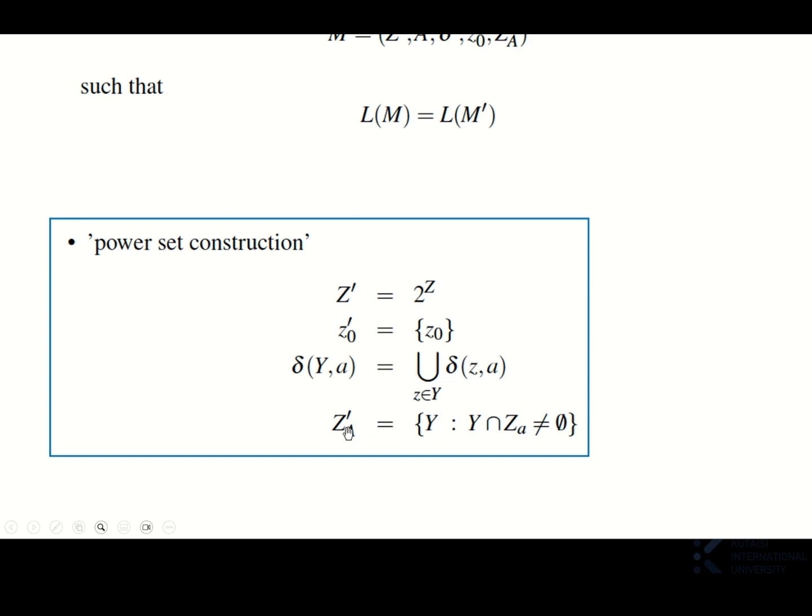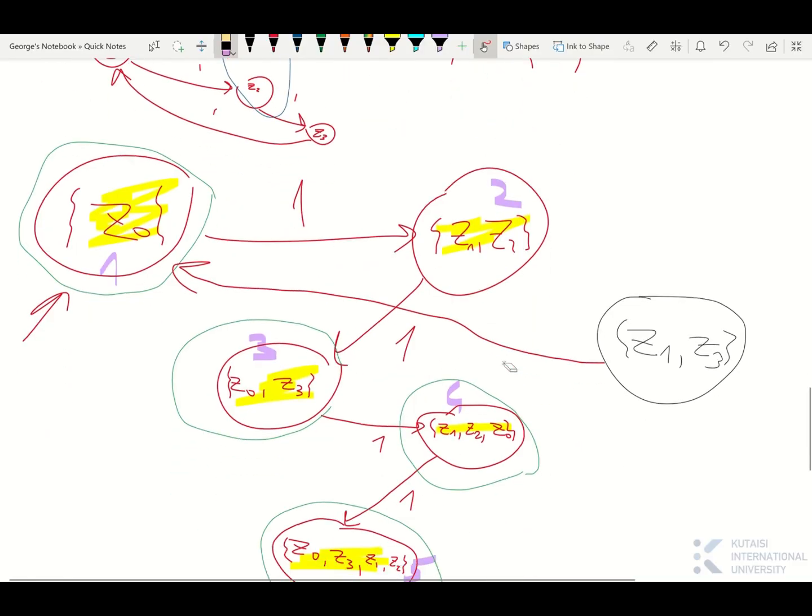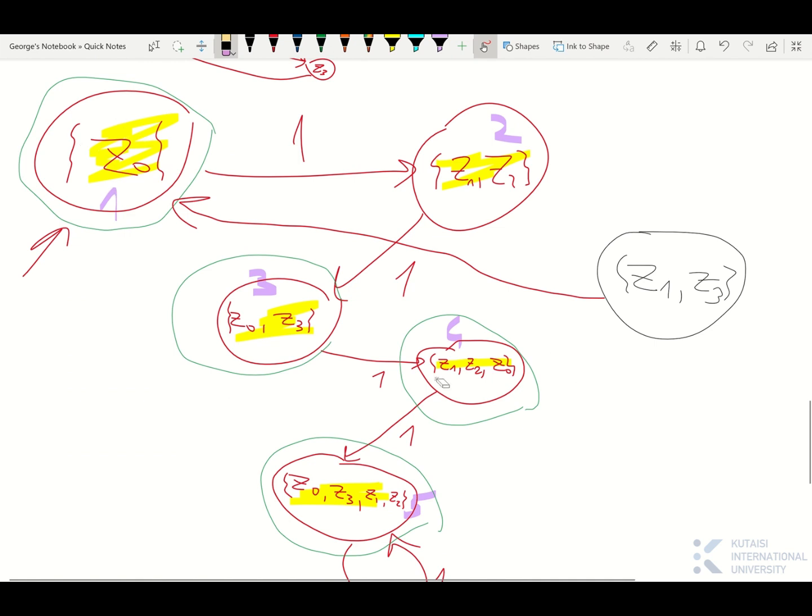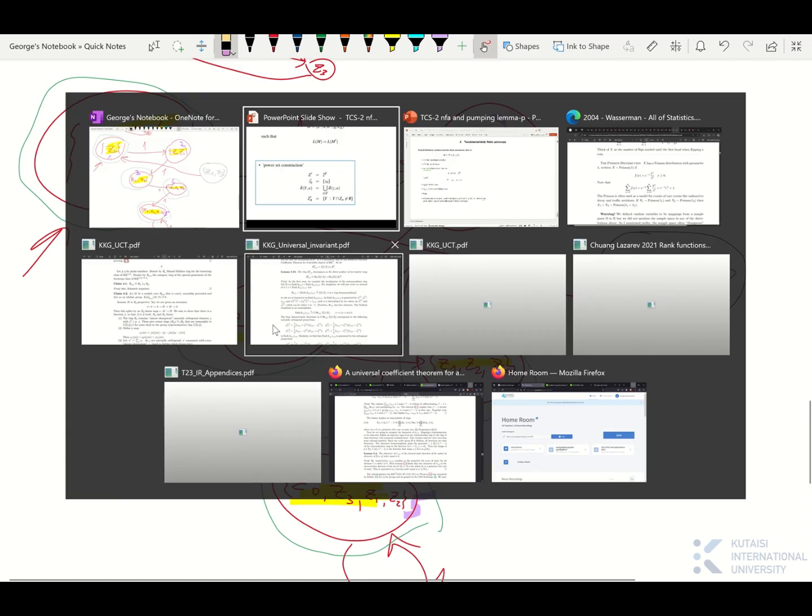And what is an accepting state? Accepting states are exactly those states that have accepting states in them. Mathematically, this means if you take an intersection of your Y and the accepting states, it's not empty. So if the name of your state contains an accepting state, in our example this was Z0, then I will call it an accepting state. So here in our example, this was this guy, this guy, this guy, and this guy. Everything that contains Z0.